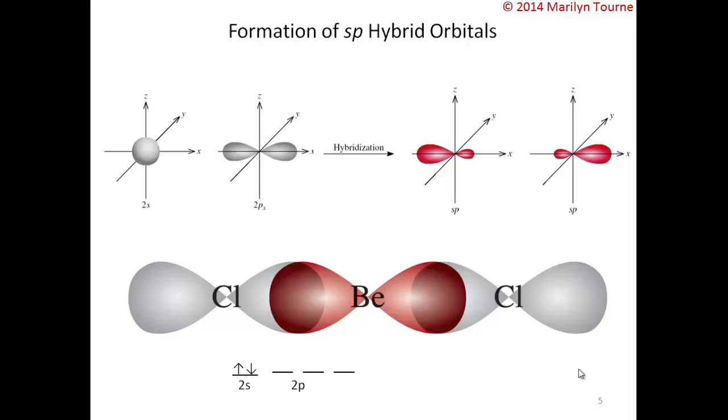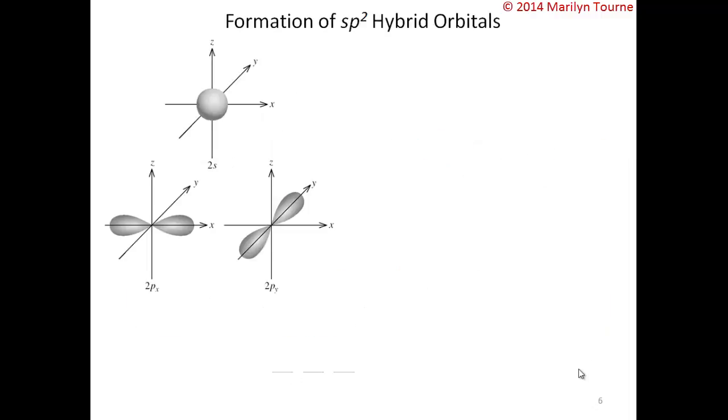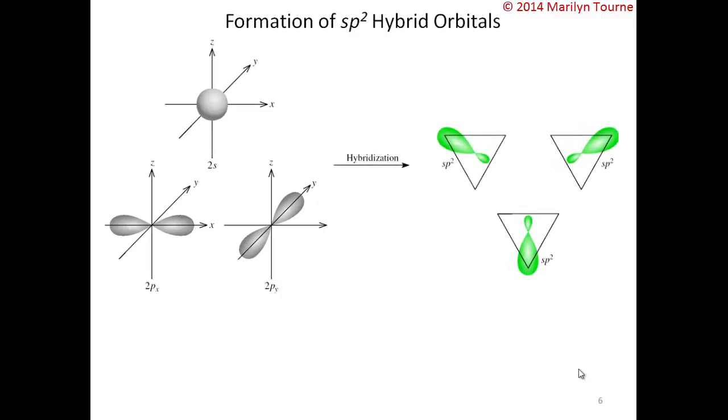So this is called an sp hybridization. In the same manner, you have something that we call the sp2. This would involve 1 s orbital and 2 p orbitals. An example of this would be boron trifluoride.